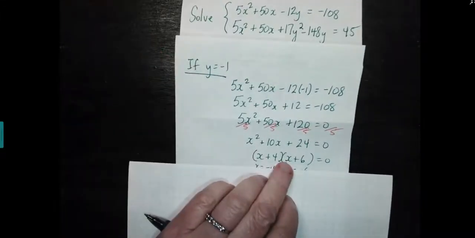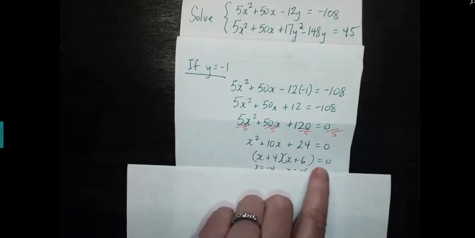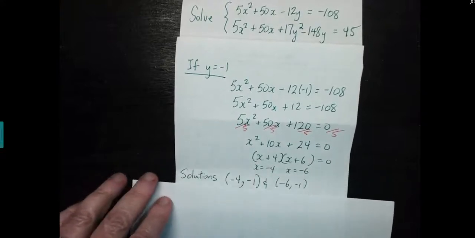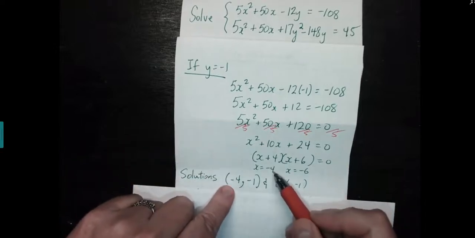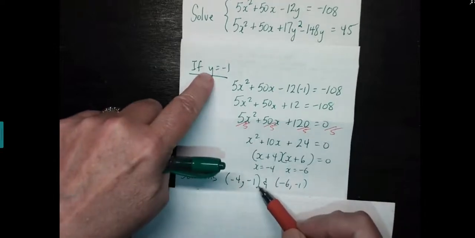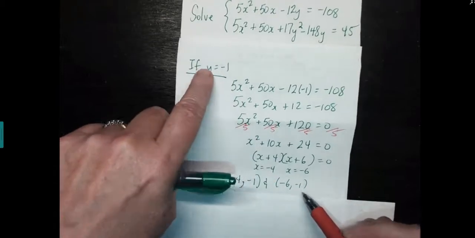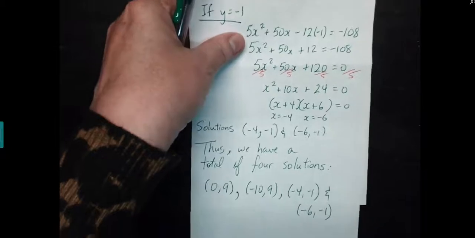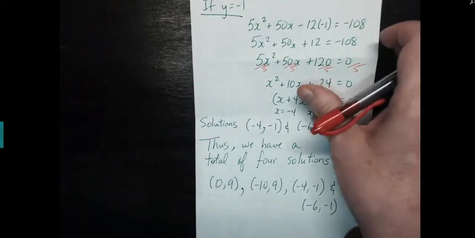When it's in factored form, it's easy to see what the solutions are. What will make this 0? Well, if x is negative 4 and if x is negative 6. So be very careful. You've got to write the x coordinate first. So I'll have negative 4, comma, negative 1, and I'll have negative 6, comma, negative 1. And so in total, we have 4 solutions. And that's our 4 intersection points. And so that's what they are.